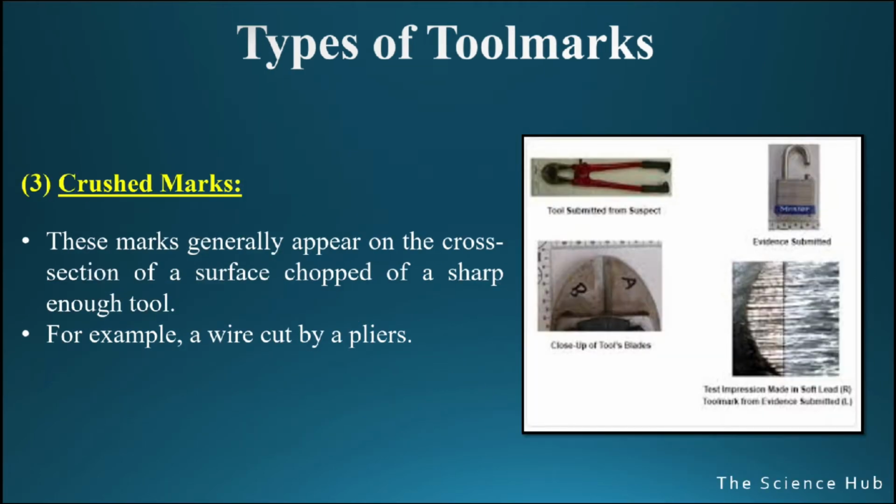Now, crushed marks. These marks generally appear on the cross section of a surface chopped by a sharp enough tool. For example, a wire cut by pliers, or while cutting a closed lock with the help of plier or any other tool, there also you can see the crushed marks.